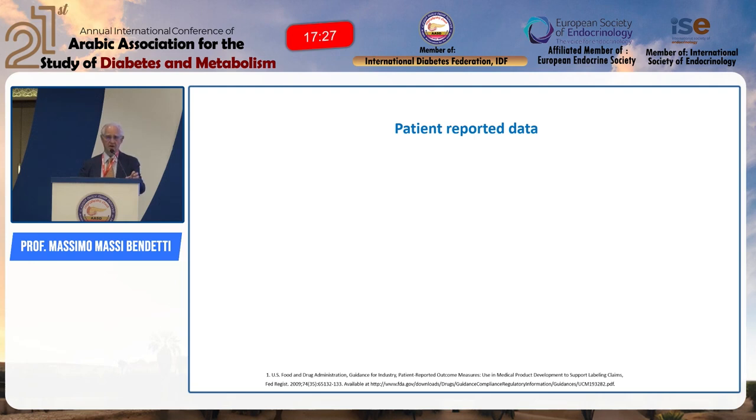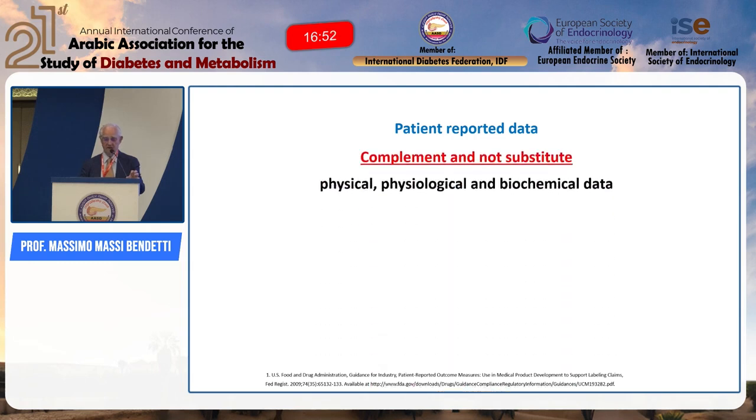We are used to having hard indicators, let's say blood glucose, blood pressure, and so forth. But they come from our evaluation and from our labs. We have to consider also that the patients themselves can produce information. In the past, such information was considered somehow soft. Now it is becoming hard information, and it can be included in a data set. So the patient-reported data complement, and do not substitute, the physical, physiological, and biochemical data.